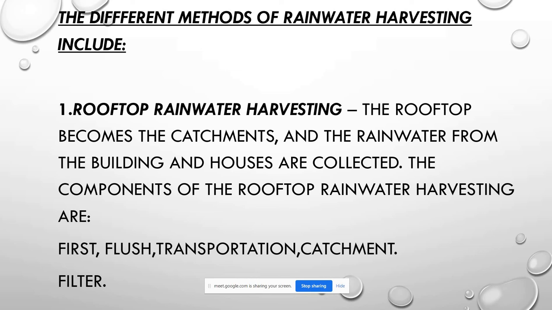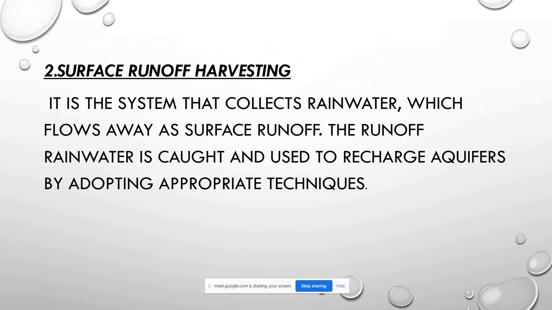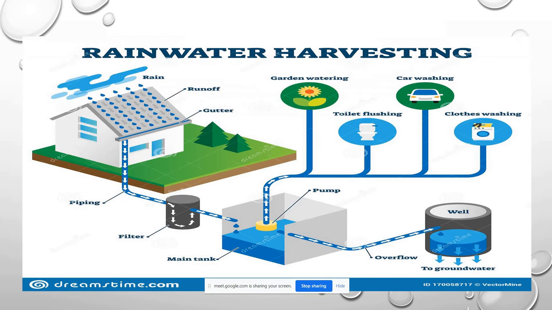Now, in the figure, we can see the cloud is raining, and the rooftop of the house becomes the catchment. The collected water first of all goes into the filter, it is filtered and finally it goes into the main tank. The water of the main tank can be used for different purposes. As we can see in the picture, it is used for garden watering, toilet flushing, car washing, clothes washing, and the overflow of the main tank goes into the well, which is used to recharge the groundwater.